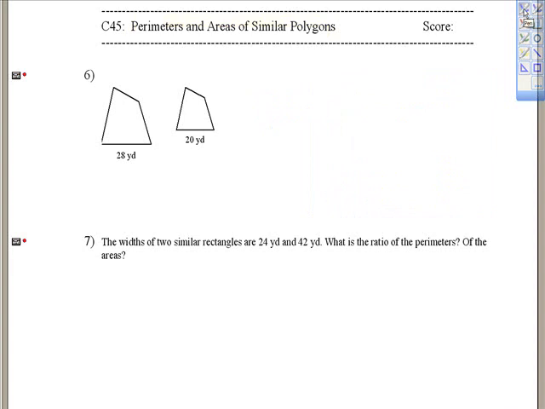Number 7 is the same way. We're just going to take the two similar figures. We've got 24 over 42, what goes into both numbers? Let's start with 2. 12 and 21, what goes into both numbers? 4 goes in there, 3 and 7. So that's the ratio of the perimeter.